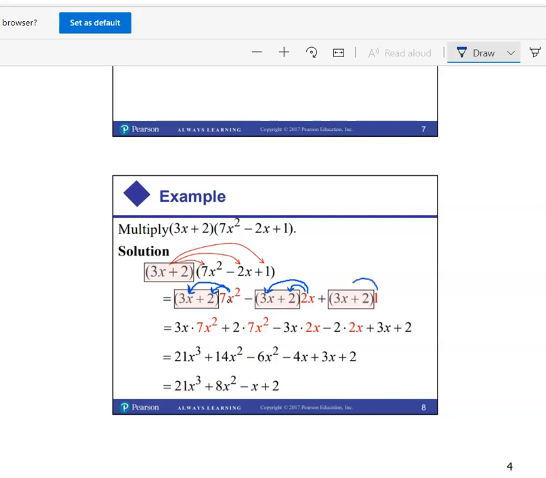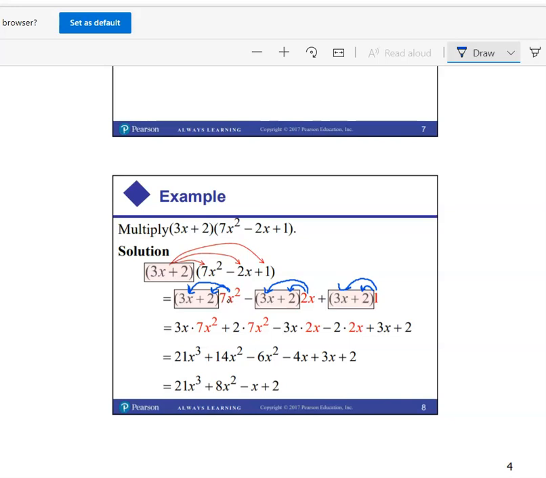So that's why they have written 3x times 7x squared, and then they did 7x squared times 2. That's how they're coming up with this. Then we'll bring down our minus. We've got 2x times 3x, 2x times 2, which would be right here.